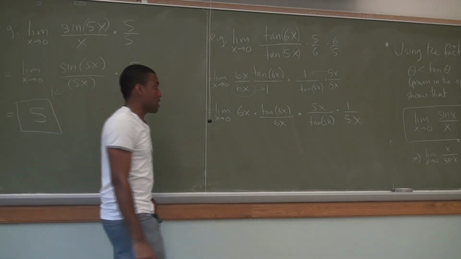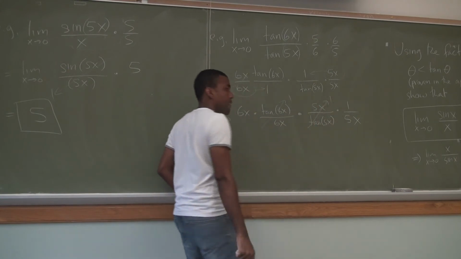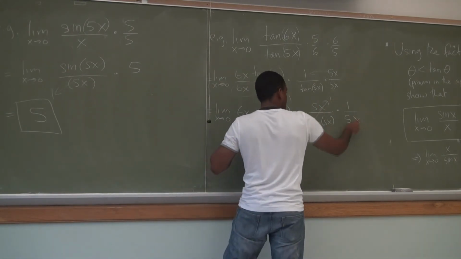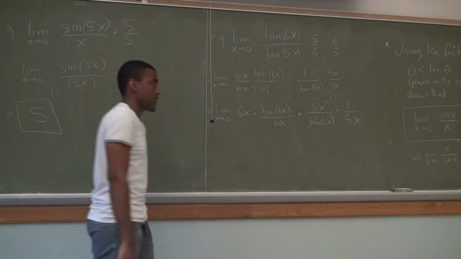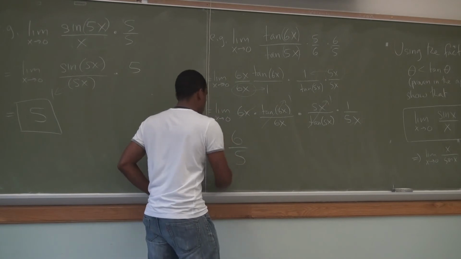And now what happens? These guys I know will go to 1. Right? Here the x's and the x will cancel. So the answer is 6 over 5.